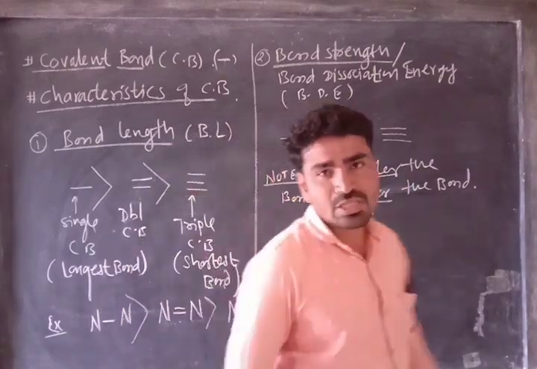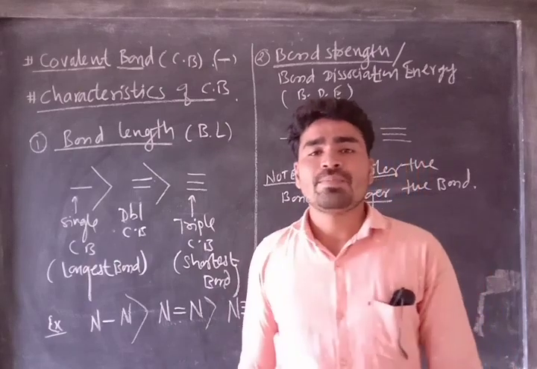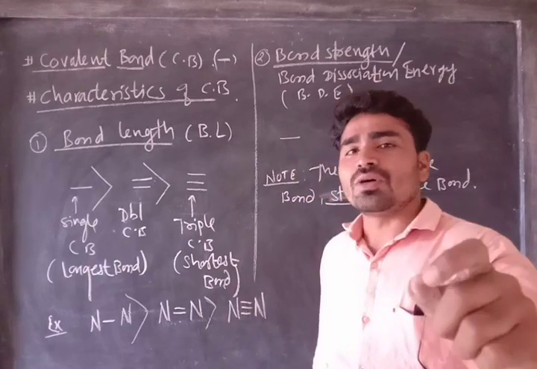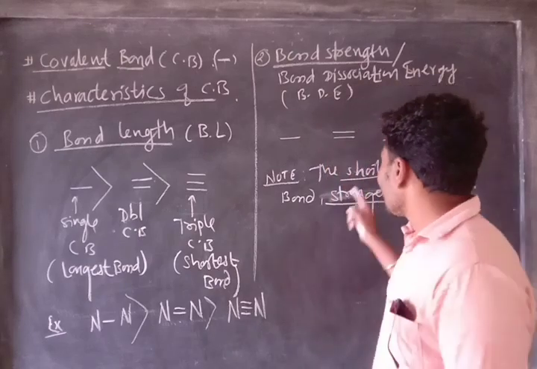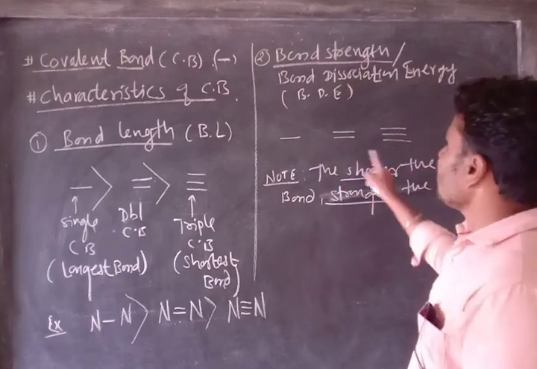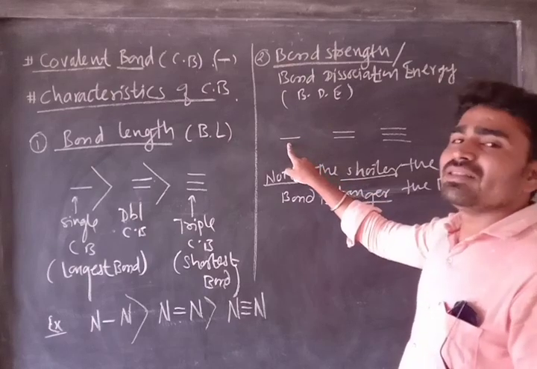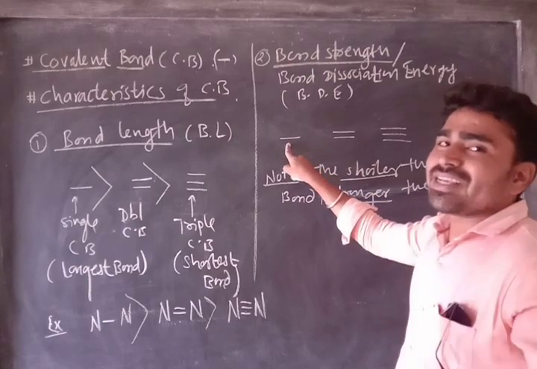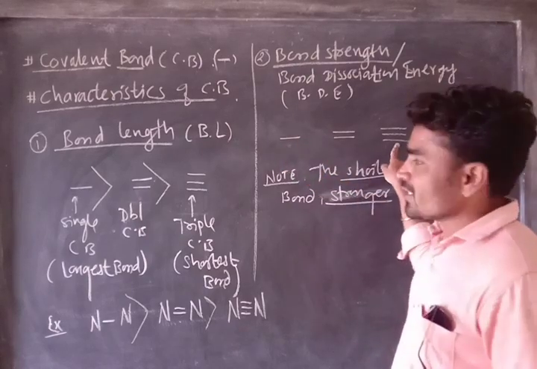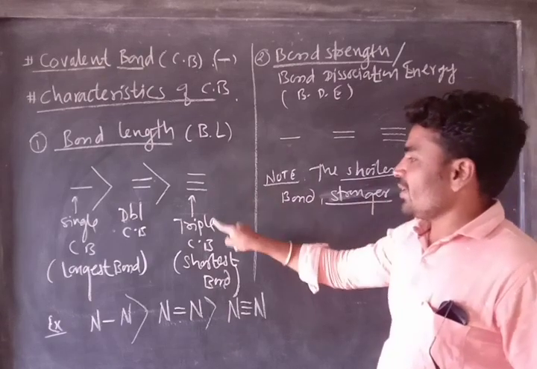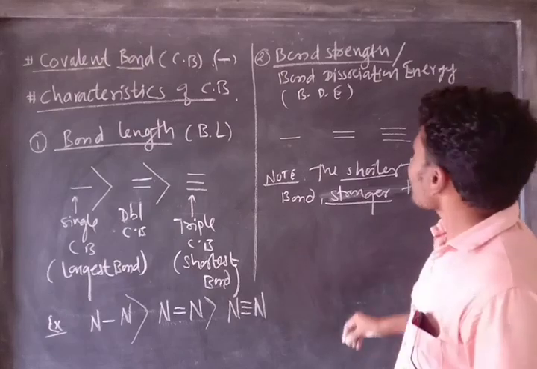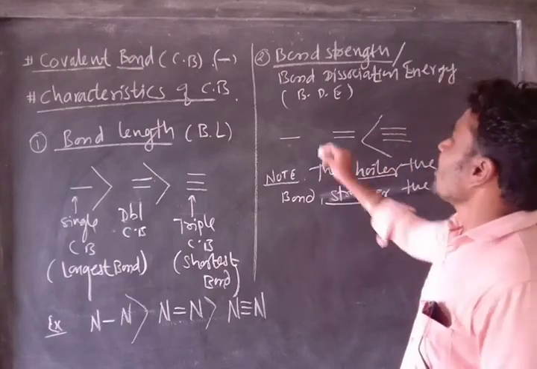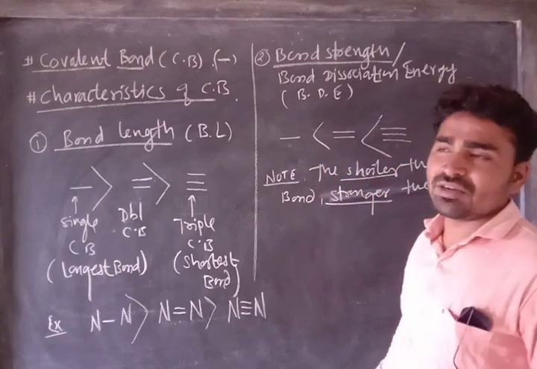क्या यहाँ से क्या पता चलता है बच्चों? Here we notice the shortest bond is the strongest bond. Shortest bond is strongest bond. So this is the longest bond. This means that it must be the weakest bond. This is the shortest bond. Triple bond is nothing but the shortest bond. The shortest bond must be strong. So it must be strong and this must be weak.